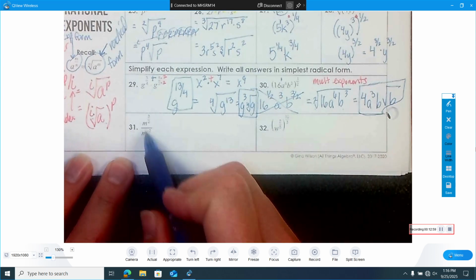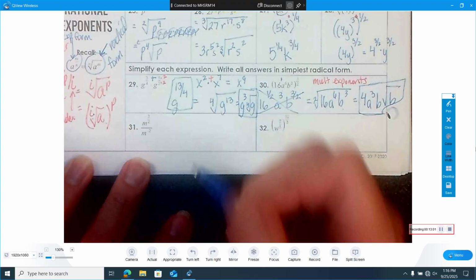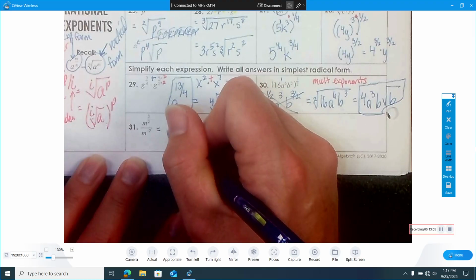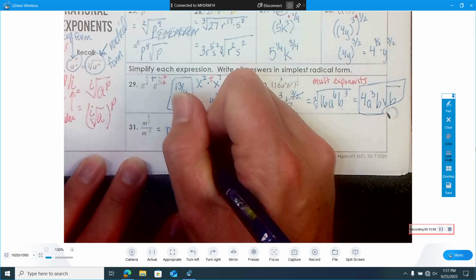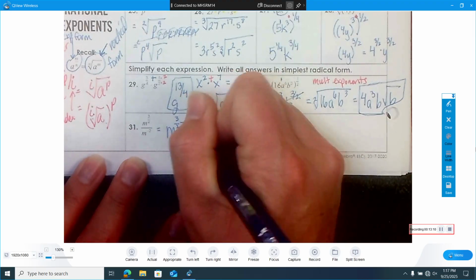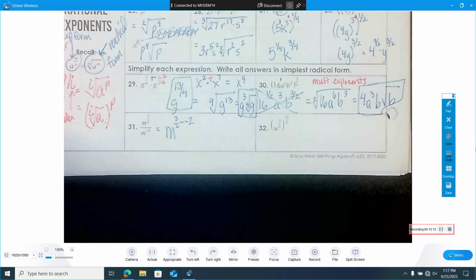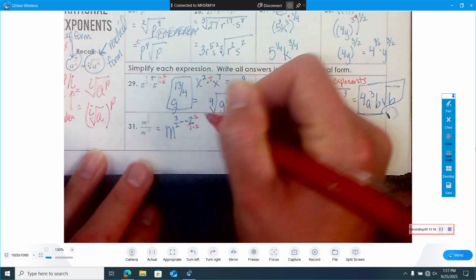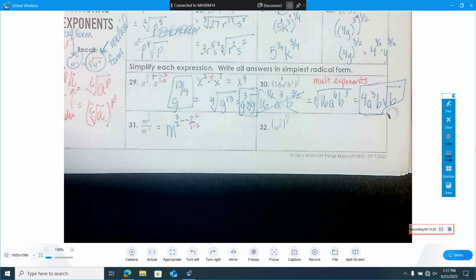All right. So here we have the same base. What do we do to the exponents? Subtract the exponents. So we have our base of m. We're going to do 3 halves minus the negative 2. Very, very tricky. What do you need to subtract those? Common denominator. So again, I'm going to put that 2 over 1.